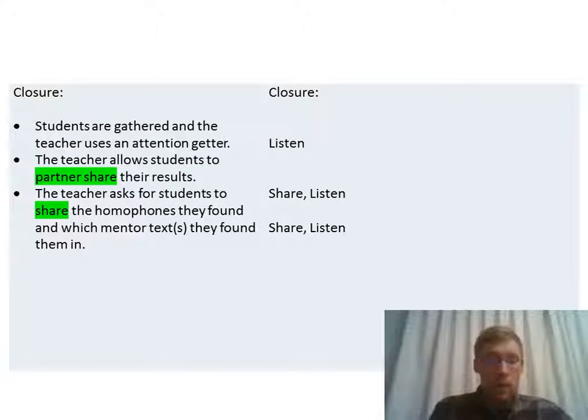Then in the closure activity, students are gathered and the teacher uses an attention getter. The teacher allows students to partner share their results. Yet again, a lot of sharing is involved in this lesson. As you can see, I added some things about how we can incorporate a lot of different mentor texts and homophones based on other cultures. There are many other things I could have done, but I tried to stay relevant to the time frame that I thought this lesson would take.